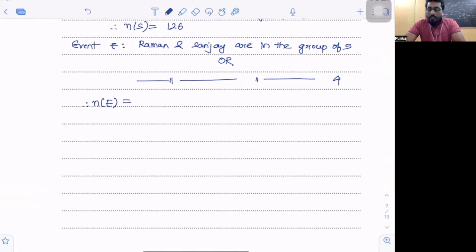Raman and Sanjay are in the group of 5. So I want to select 5 people out of 9, but in these 5 people, Raman and Sanjay definitely should be included. This is called particular inclusion. So I have 9 members, I'm going to select 5, but Raman and Sanjay should definitely be there. So their selection is like 2C2, isn't it?